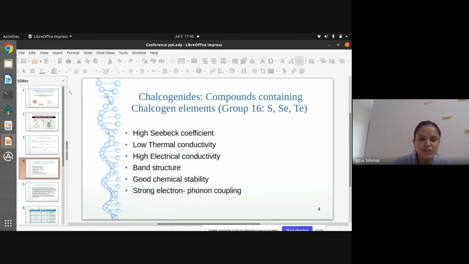Also, chalcogenides have low thermal conductivity, which minimizes the loss of heat through the material. Low thermal conductivity is crucial because it helps in maintaining a temperature gradient, which is necessary for generating electrical power. Chalcogenides have high electrical conductivity, allowing for efficient charge carrier transport.